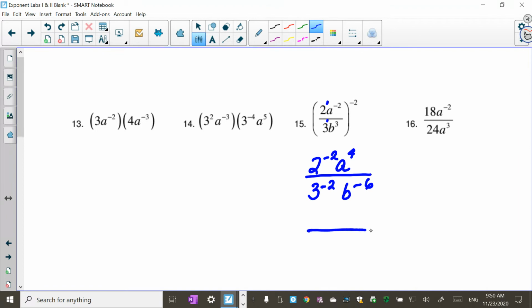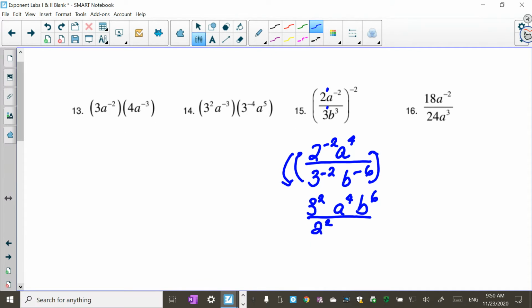Now, I'm going to make things positive. So the 8 to the 4th is going to stay up there. I'm going to move this up and make this b to the 6. Okay? Now I look at it and say, okay, I'm going to move this up here, move this down here, make that 3 squared and 2 squared. So I end up with 9 a to the 4th, b to the 6, all over 4. Or you can say 9/4, a to the 4th, b to the 6th. But this is perfectly fine. Okay?